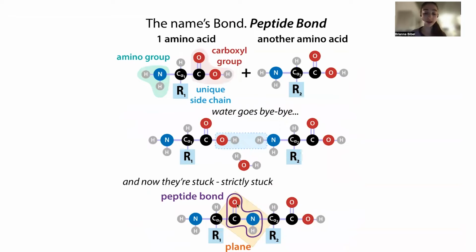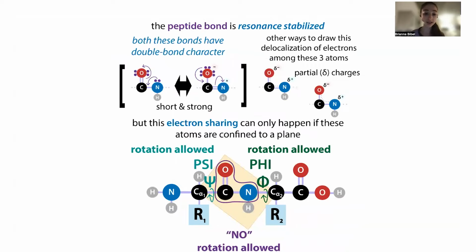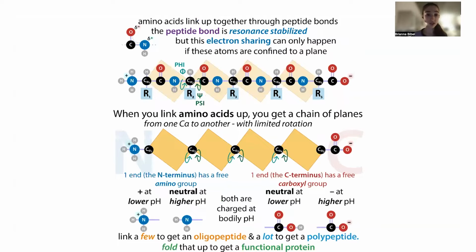As a result, you end up with this kind of plane where you can rotate freely around here, you can rotate freely around here, but you can't rotate around here. If you keep linking up amino acids, you get this chain of planes. And we can describe these angles, these psi angles and these phi angles.